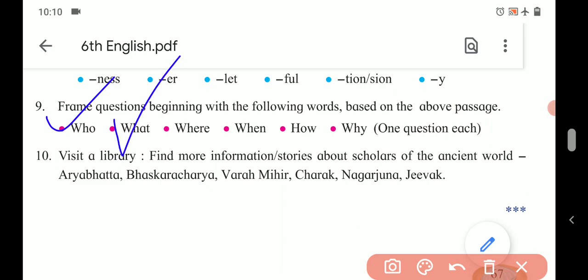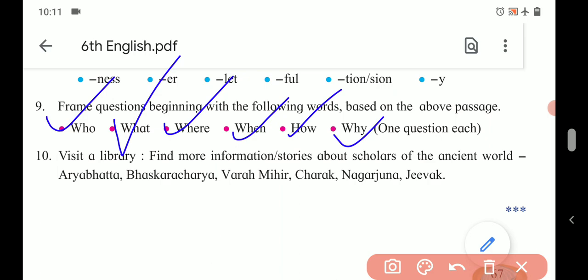Next, a what question: what did Shalihotra ask to test Sushruta? Where: in ancient India, where was the first veterinary hospital erected by the Emperor Ashoka? Next, when did Shalihotra give his answer? Next, how did Sushruta find the missing things? Next, why did Shalihotra ask questions to Sushruta?